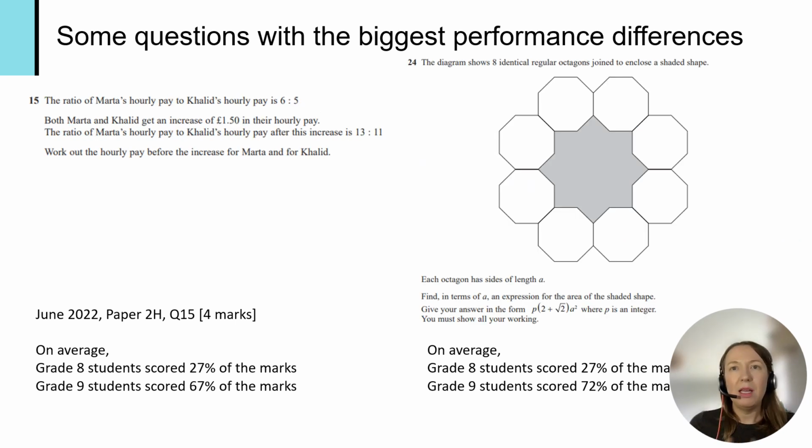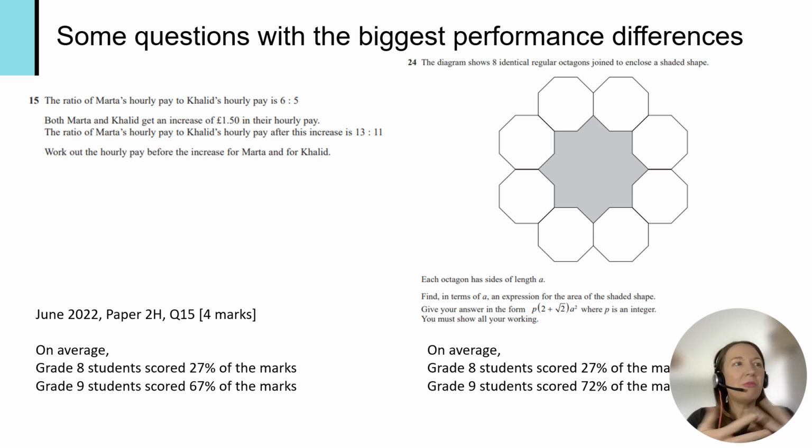And this theme of being able to understand and process information about a change in a scenario is something that crops up again. We see another example of this in question 15, where we're given a ratio of Marta's pay to Khalid's pay. And then we're told that they both get an increase of £1.50 in their hourly pay rate. And after that, the ratio changes. And we've got to use that information now to work out the hourly pay before the increase. So there's changing ratios. How do we deal with this? How do we process the information algebraically in order to then start to solve?